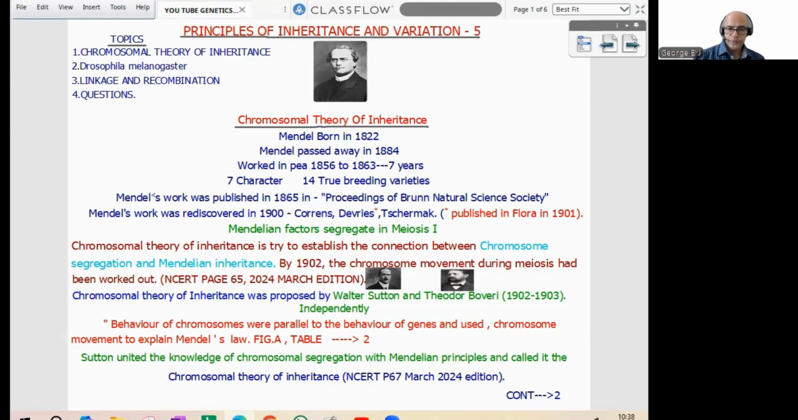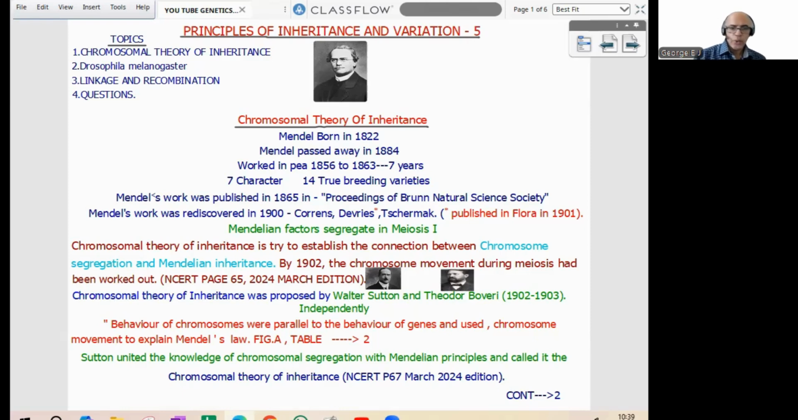By 1902, chromosome movement during meiosis had been worked out. These statements are given in NCERT, page number 65, March 2024 edition. This famous theory, the chromosomal theory of inheritance, was proposed by 2 scientists, Walter Sutton and Theodore Boveri, in 1902 and 1903, independently. The essence is that the behavior of chromosomes was parallel to the behavior of genes, and chromosome movement was used to explain Mendel's law. That is why meiosis is connected with Mendelian law.